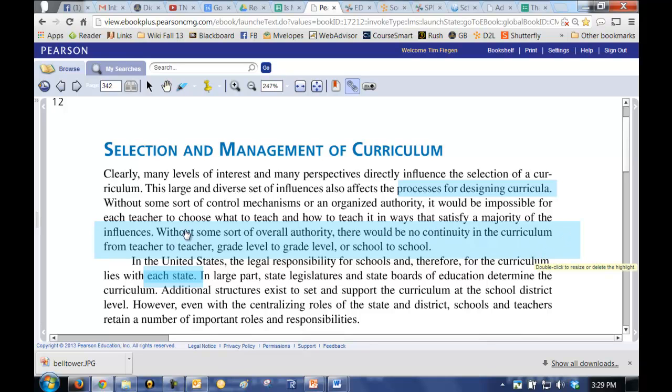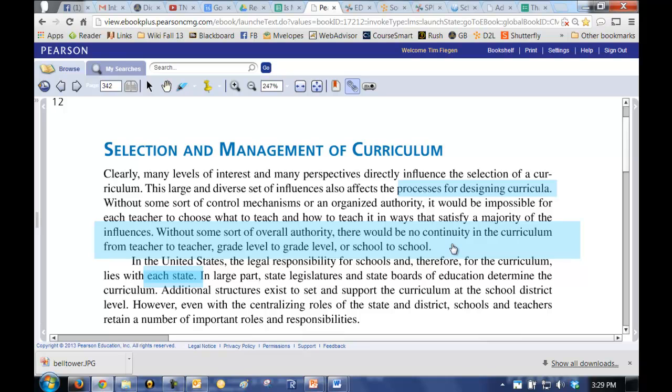Down here highlighted: without some sort of overall authority, there would be no continuity in the curriculum from teacher to teacher, grade level to grade level, school to school. Okay, so that is the basis. And you and I would agree on that, especially in big schools. I'm not so sure this applies to some of our smaller schools, hence the origin of schools in our country, our state, our communities. But now, for example, Sioux Falls is so humongous, it makes sense to have one overall body, somebody who is the sheriff of this curriculum and this process.